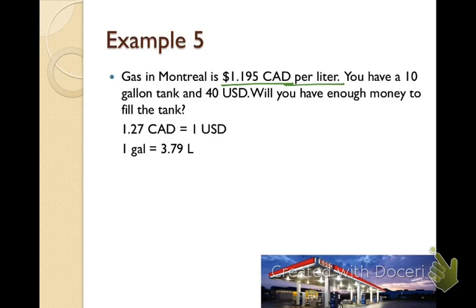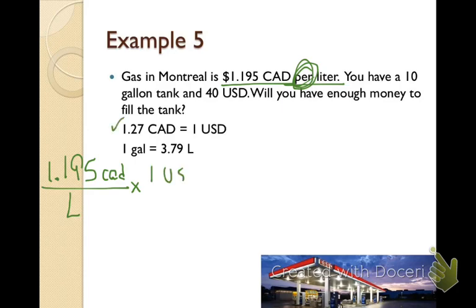So let's start out with the 1.195. Now, this is per liter. That means that liters come down here, and your Canadian dollars go up here. All right, so 1.195 Canadian over liters. I want to convert this over to US and into gallons. So I'm going to convert it first, go into US dollar. All right, I'll use this conversion factor here to help me.